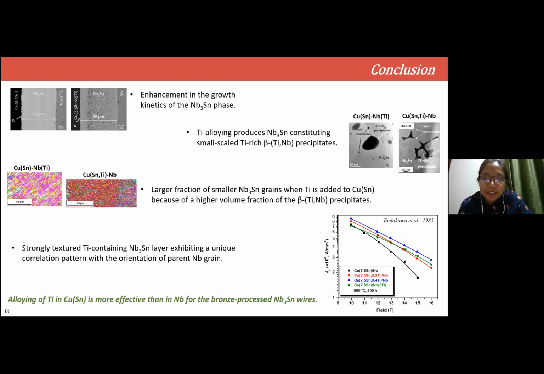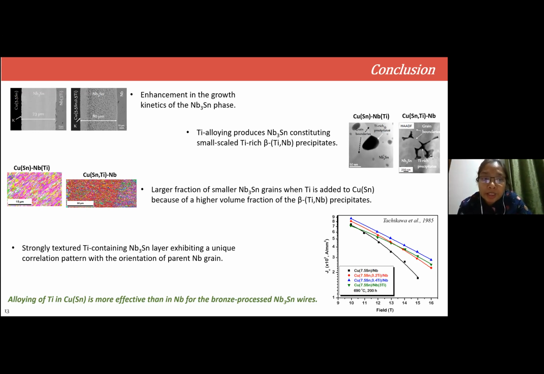With this, I would like to conclude my talk. With the addition of titanium in both niobium and bronze, we see a significant enhancement in the growth kinetics of the Nb3Sn phase. We attribute this to the small-scale titanium-rich beta titanium-niobium precipitates, which we find at the grain boundaries, and because of the grain refinement, it facilitates a higher diffusion flux for tin.